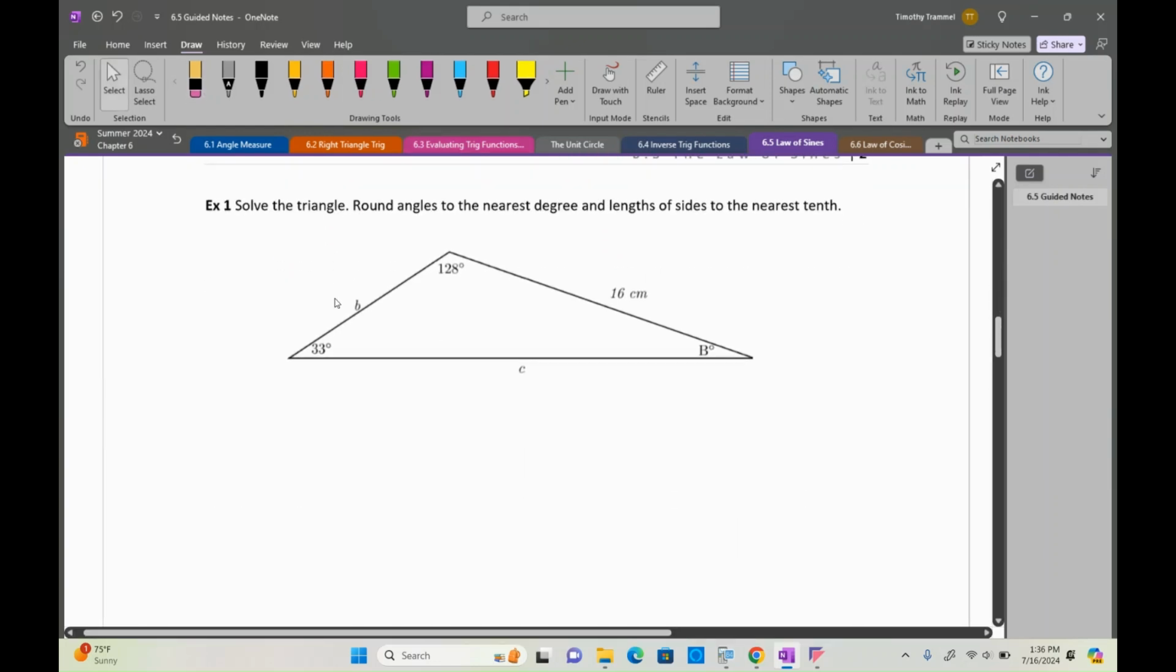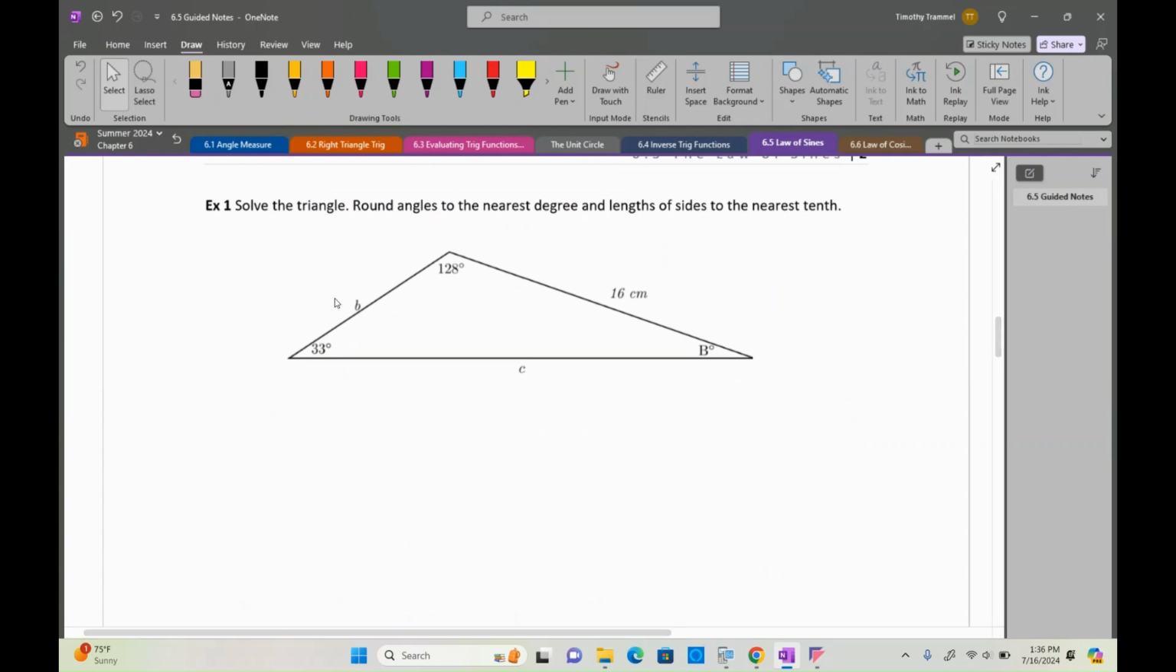All right, so let's actually try out a problem. It says to solve the triangle, rounding angles to the nearest degree and the lengths of sides to the nearest tenth. When you see the phrase solve the triangle, that simply means find the remaining sides and angles for the triangle.